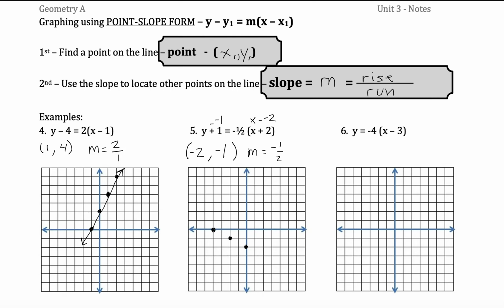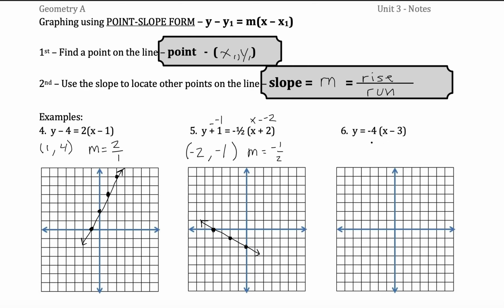Remember, a good way to check yourself, in our first example here, we had a positive slope, so we have a positive sloped line. In this example, we have a negative slope, so when we connect our points, we have a negatively sloped line. It's going downhill instead of going uphill. Go ahead and pause the video and give this last example a try.